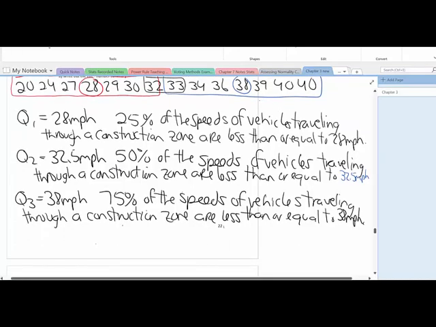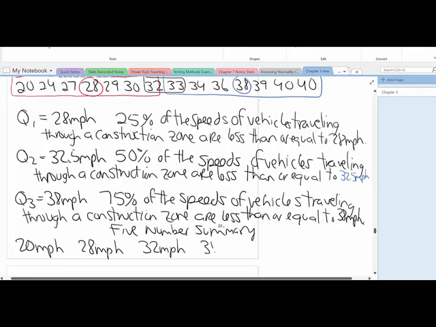Okay, a 5-number summary then. We would start with the least data value. That's going to be 20, along with the unit of measurement. The first quartile, the median, the third quartile, and the largest data value. There's my 5-number summary.